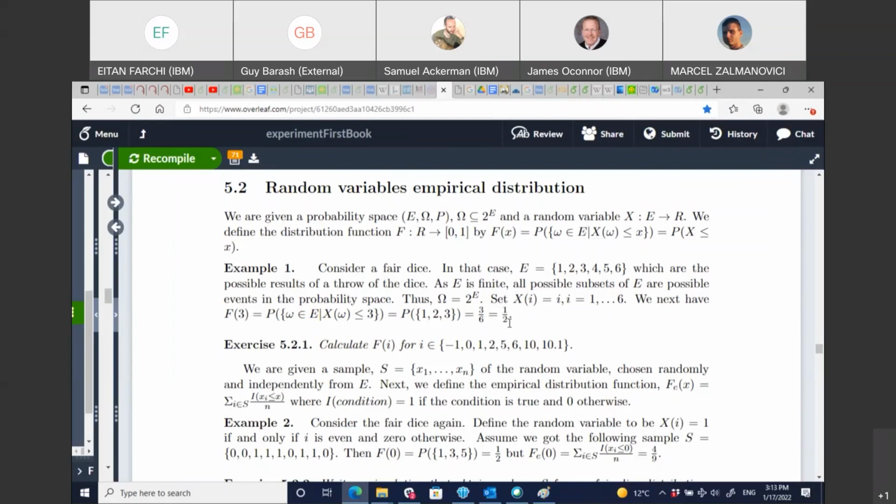It's less than or equal to 3, right? Yeah, less than or equal. That's why you have a line here below the less. Yes, less than or equal. Thank you.